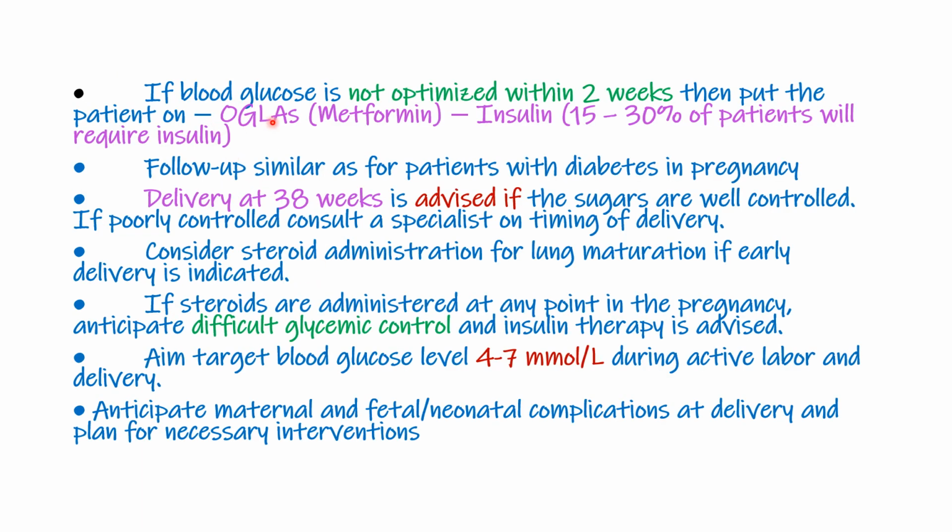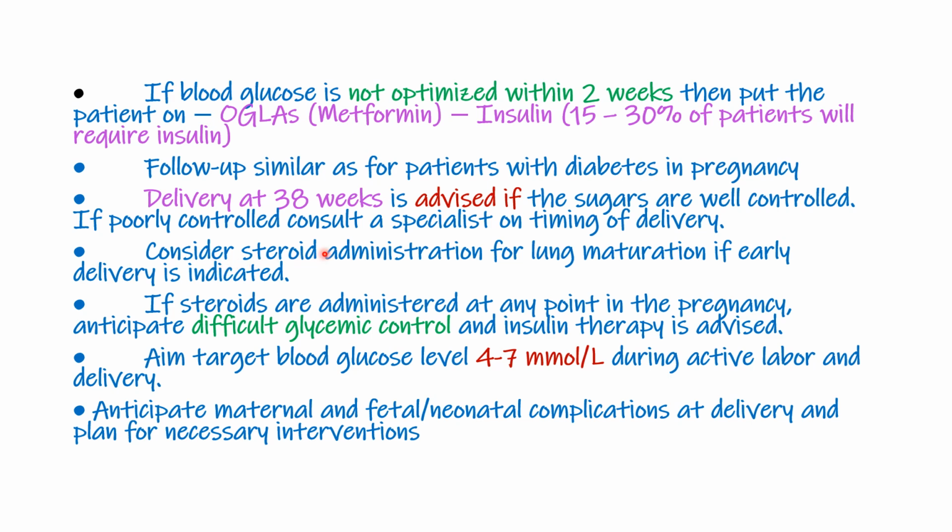So if blood glucose is not optimized within 2 weeks, as I've said, by diet and exercise, then you put the patient on oral glycemic controls or insulin, and 15 to 30% of the patients will require insulin. In addition to that, you follow up similar to how you do with diabetes in pregnancy. Delivery at 38 weeks is advised if the sugars are well controlled, but if they are poorly controlled, then you take a specialist's opinion. Poorly controlled is where you have symptoms, things like DKA, among other side effects.